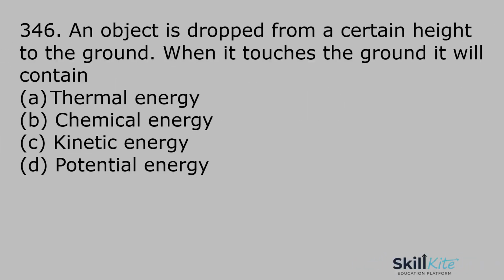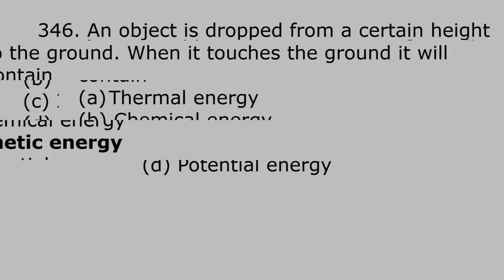An object is dropped from a certain height to the ground. When it touches the ground, it contains kinetic energy. The energy that is generated due to the motion of the object is called kinetic energy. If an object of mass m is moving at a velocity v, then the kinetic energy of the object will be 1/2 mv square. Such as when an object is dropped to the ground from a certain height, it has kinetic energy when it touches the ground.